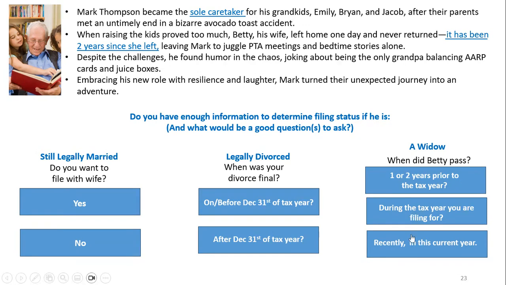If she died during the tax year in 2024, what would his filing status be? Again, use your decision tree. Pause this. He would have no choice but to do married joint or married separate. And if she died in 2025, when you're doing a 2024 tax return, pause this. She was alive on the last day of the year. He has no choice but to do married joint or married separate.